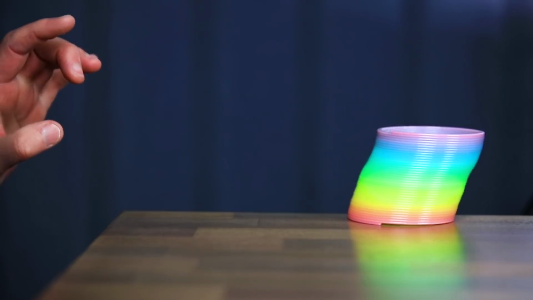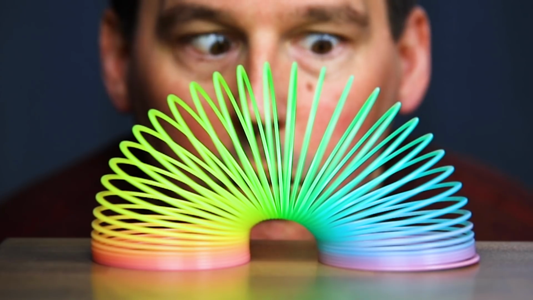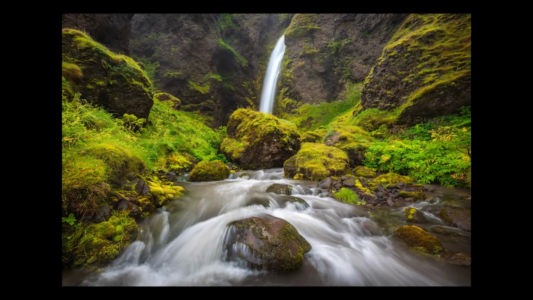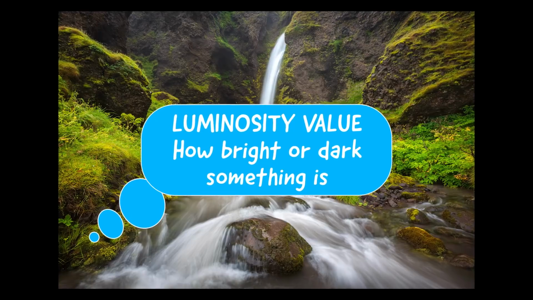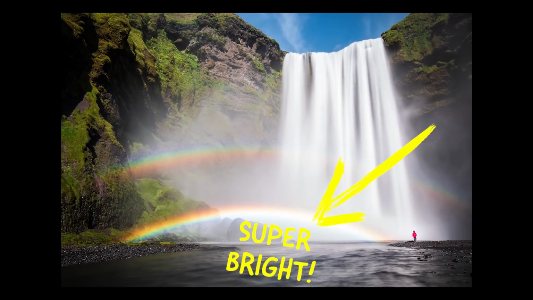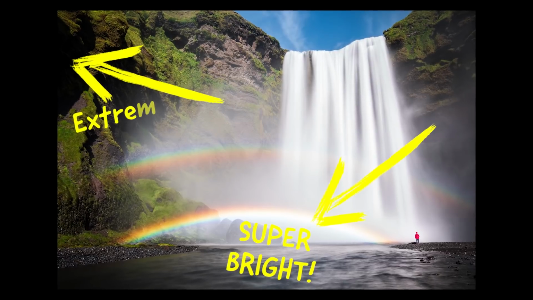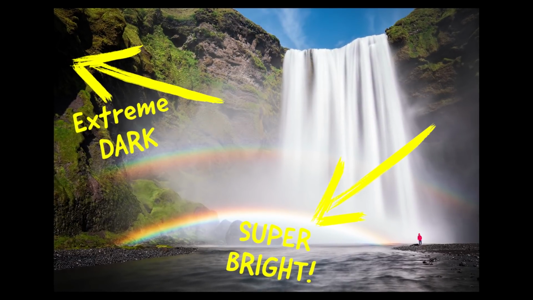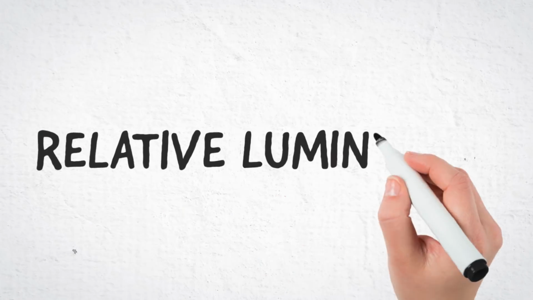I bet you all remember this toy from childhood, but if you've never seen a Slinky before, it really isn't that important. It's just here to help illustrate our discussion. When you're making a photograph, everything in the scene has a brightness or luminosity value. Some things are very bright and have a high luminosity value, while other things are very dark and have a low luminosity value. What those precise values are isn't the important thing. The important thing is where those values stand relative to each other.